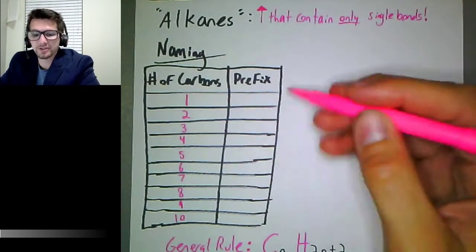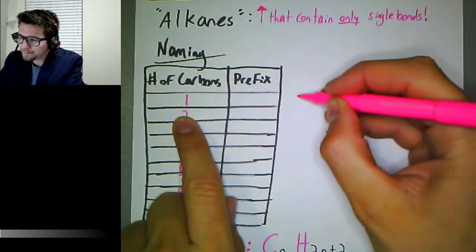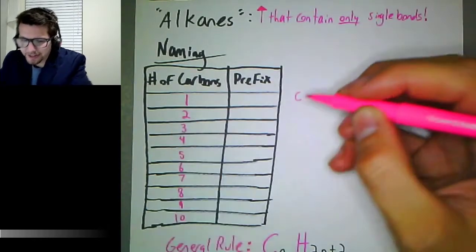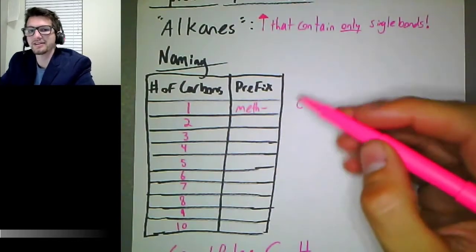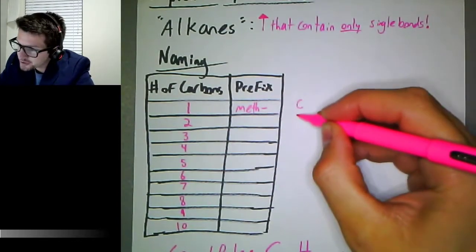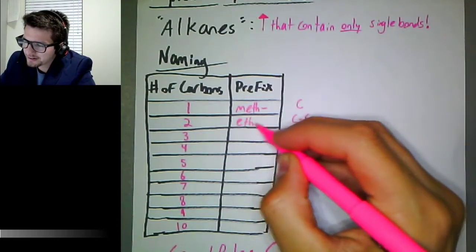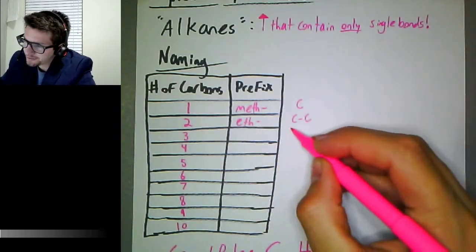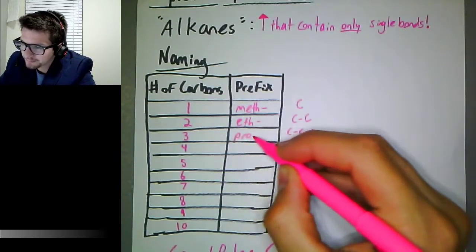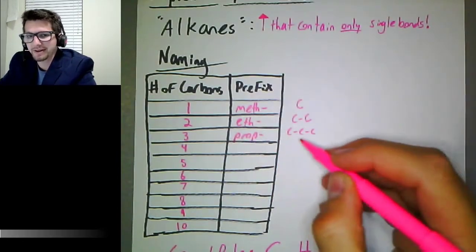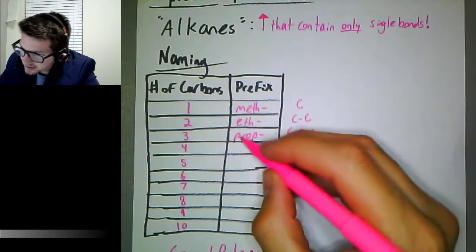And then for the prefixes, we're going to give you a word for each number. So if you only have one carbon, your prefix is going to be meth. If you have two carbons, your prefix is going to be eth. If you have three carbons, then your prefix is going to be prop. I'm not going to keep writing these C's because it's going to start taking forever. If you have four carbons, it's going to be but.